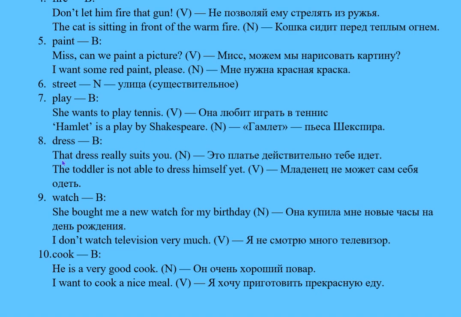Dress B. That dress really suits you. The toddler is not able to dress himself yet. Watch B. She bought me a new watch for my birthday. I don't watch television very much. Cook B. He's a very good cook. I want to cook a nice meal.